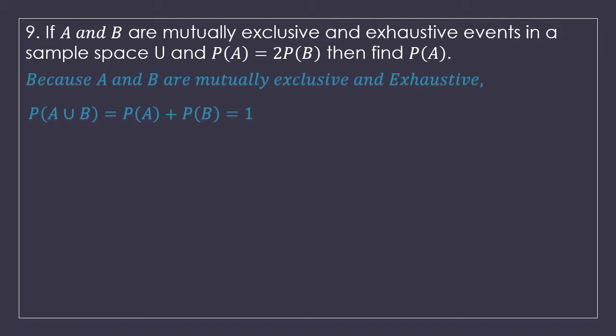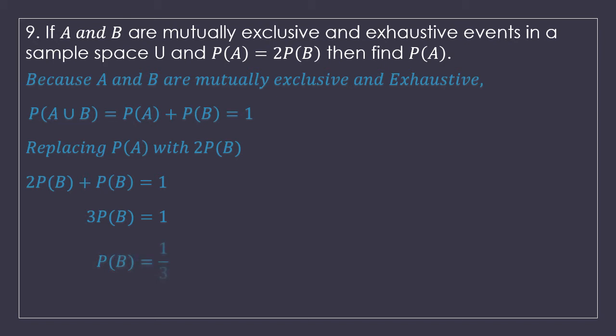Now how are we going to apply that concept here? We are supposed to calculate PA, and PA is 2 times PB. So I am going to replace PA in the equation with 2 times PB. So my new equation will be 2PB plus PB is 1. I replaced PA in my equation with 2 times PB because that is what is given in the question. So 2PB plus PB is 3 times PB, that is 1. So PB is 1 upon 3.